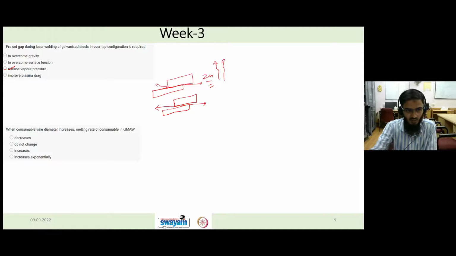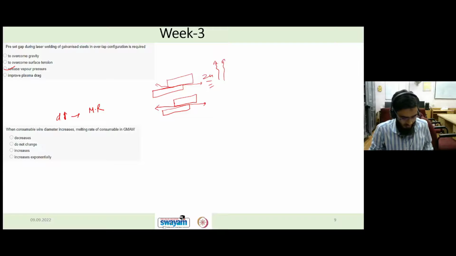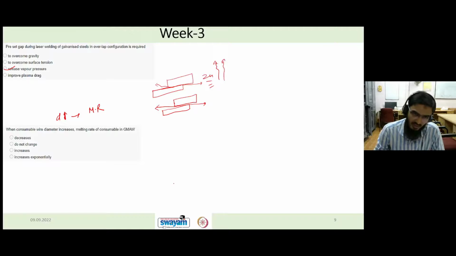Let's say this is our diameter D. If your diameter is increasing, so you are going to increase the diameter, then the melting rate, this MR, is going to what? You say decrease. So before answering, let's see what is the relation between wire diameter and the melting rate.